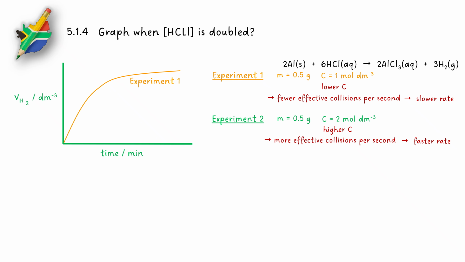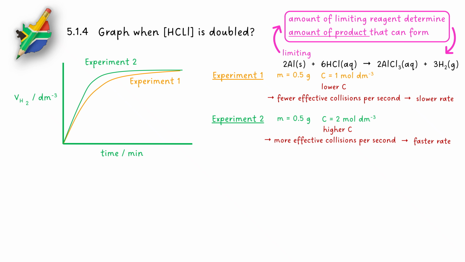We said that the steepness of the volume time graph indicates how fast the hydrogen is produced and indicates the speed of the reaction. So since the rate of the second experiment is higher than the rate of the first experiment, the graph for experiment 2 will have a steeper gradient for the duration of the reaction.